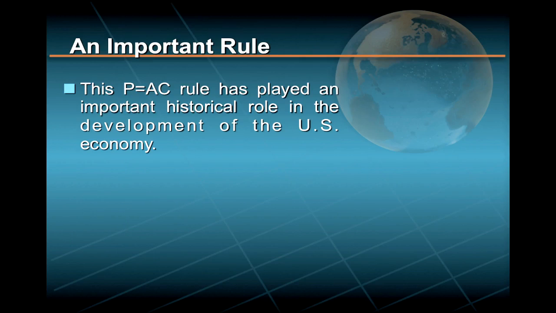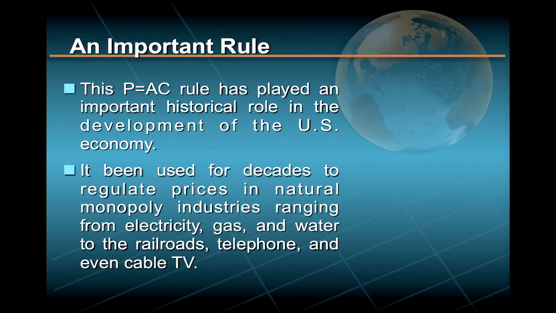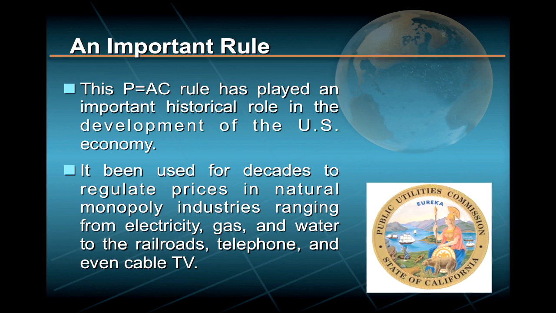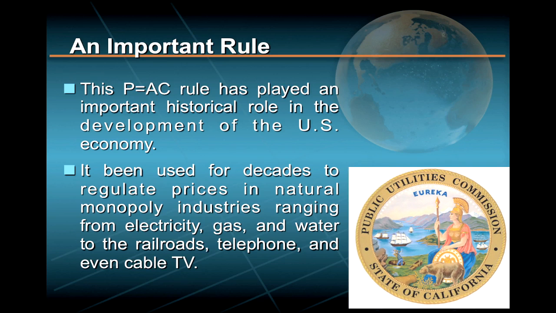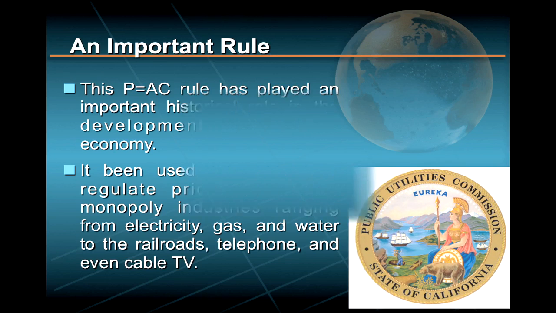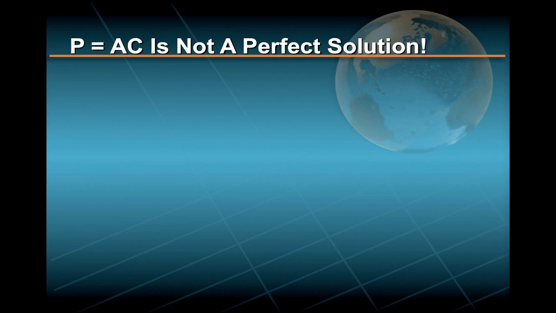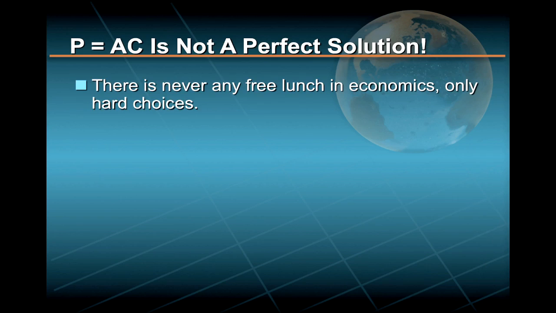In fact, this price equals average cost rule has been very important in the historical development of the U.S. economy. It has been used for decades to regulate prices in natural monopoly industries ranging from electricity, gas, and water to the railroads, telephone, and even cable TV. Still in all, if you learn anything from this course, you should learn that there is never any free lunch in economics, only hard choices.